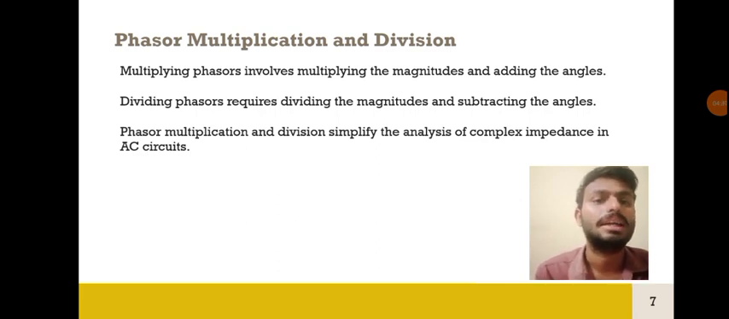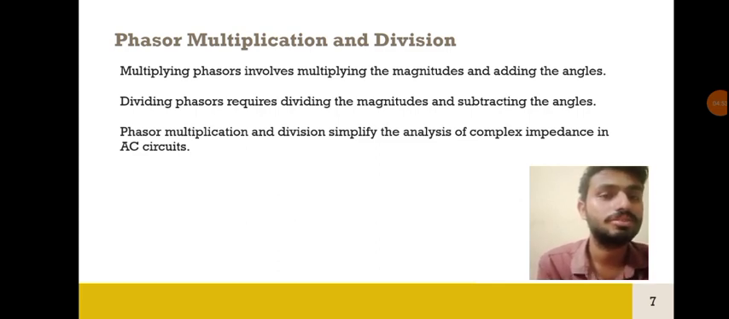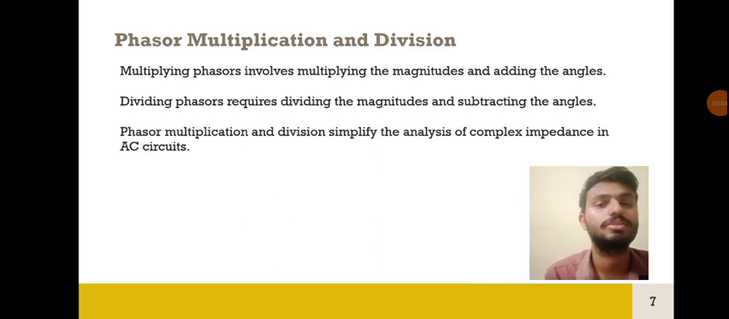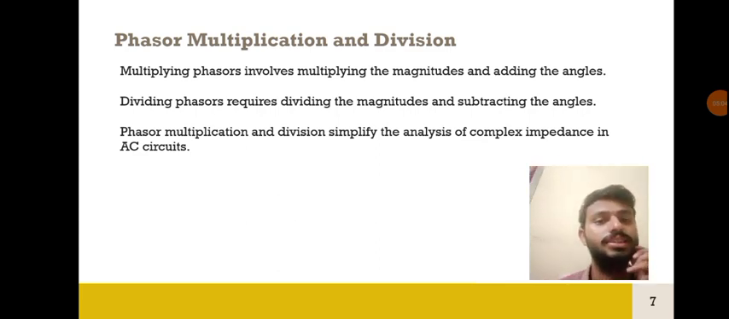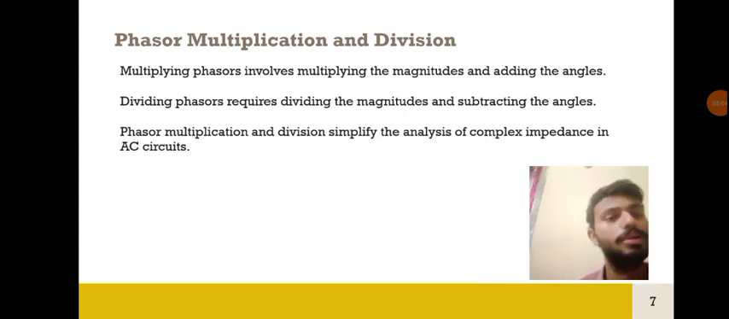Multiplying phasors involves multiplying the magnitudes and adding the angles. Dividing phasors requires dividing the magnitudes and subtracting the angles. Phasor multiplication and division simplify the analysis of complex impedance in AC circuits, which can be easily solved.